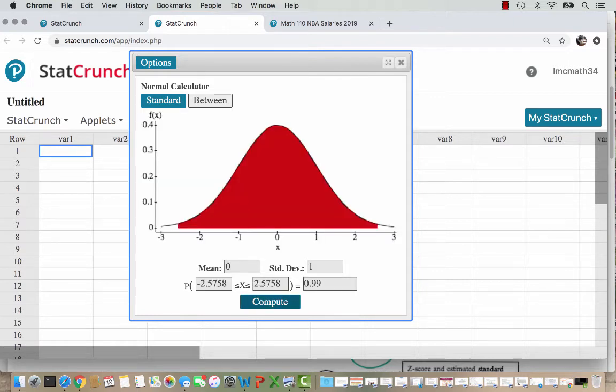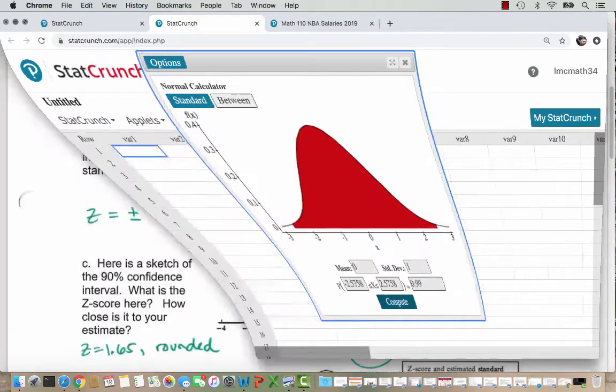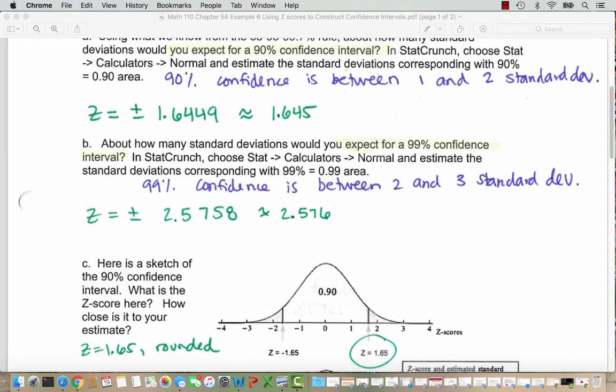And we're seeing the middle values because I've got between clicked here. If I was on standard, it would just give me a lower or an upper value. So we see here 99% confidence corresponds to 2.5758 standard deviations, and we see the symmetric value on the negative side. So we could say our z is going to be plus or minus 2.5758, or we can round this to 2.576. When you're doing calculations, you'll see these rounded to 2 or 3 decimal places.